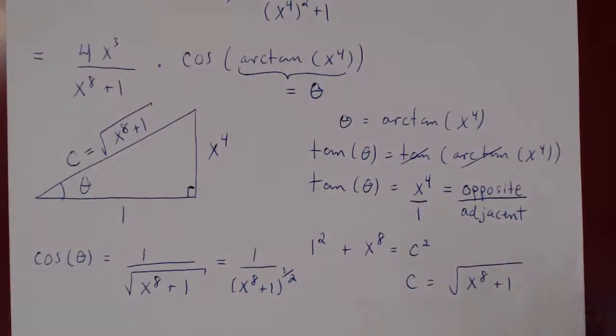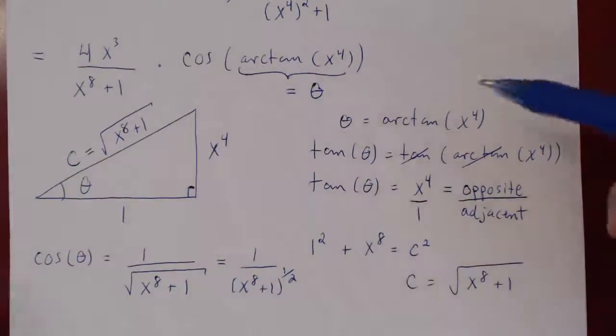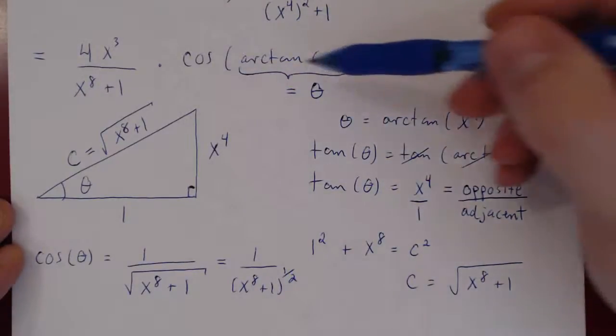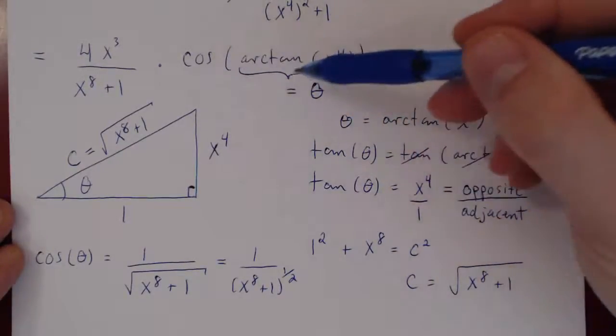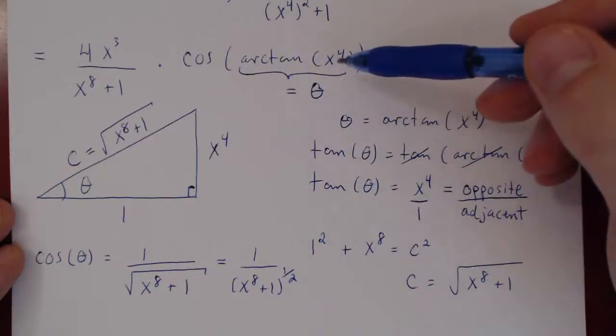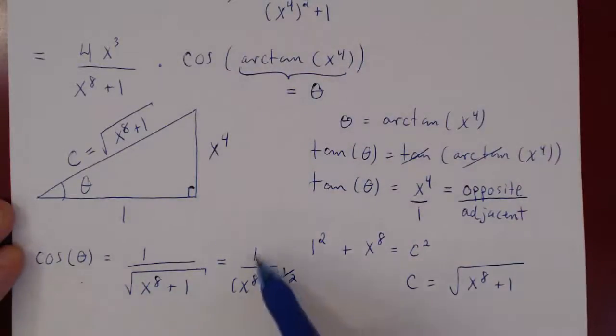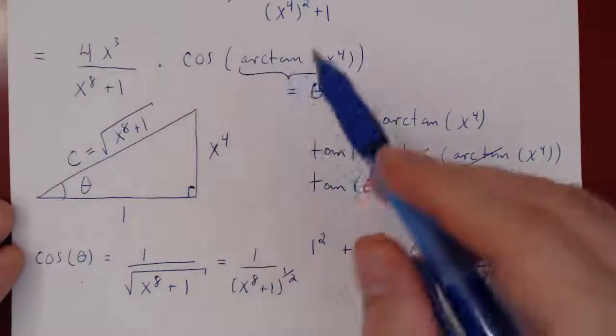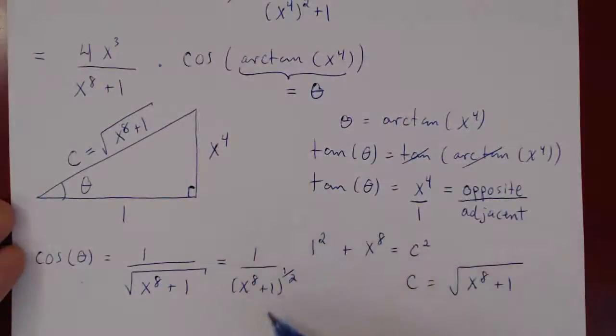And now we can replace in our final answer. You see, instead of having this rather complicated expression, cosine of arctangent of x to the 4, it's the same as 1 over x to the 8 plus 1 to the power of 1/2. So you see we're able to simplify this and get rid of the trig function and the inverse trig function altogether. So what is our final answer then?